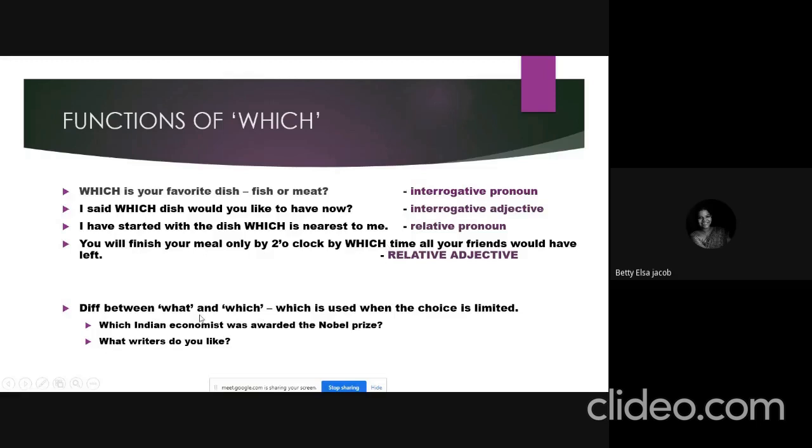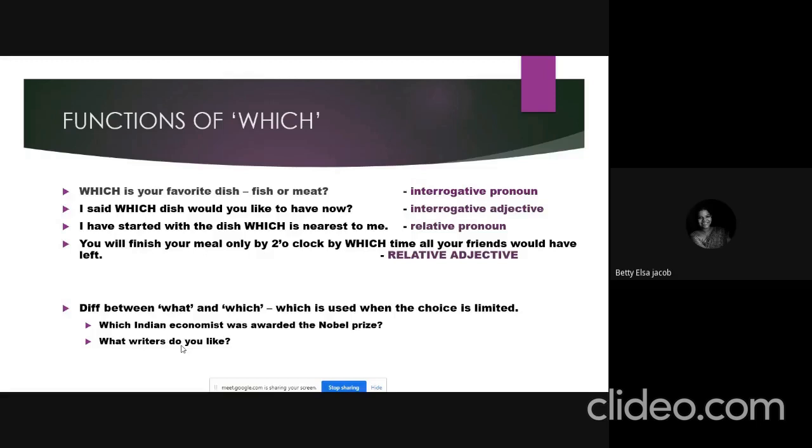Now, what and which almost perform similar kinds of function, but there is a slight difference in the way you use them. I think we covered this also when we did another lesson in the previous class. The difference between what and which is that which is used when the choice is limited. When you have limited choice, you will use the word which. When you have a large number of choices, you'll use the word what. For example, the question, which Indian economist was awarded the Nobel Prize?